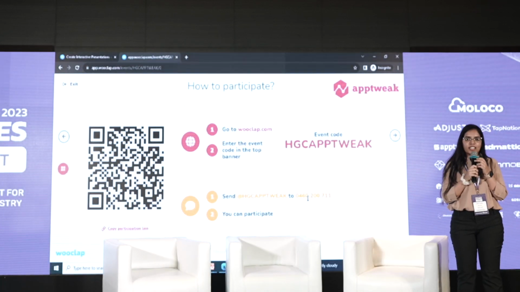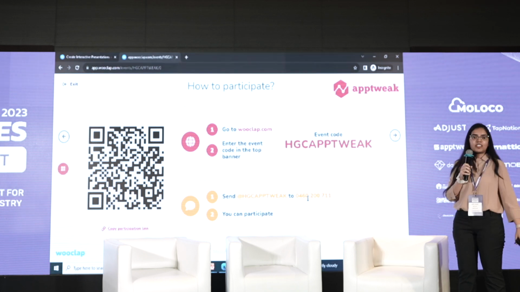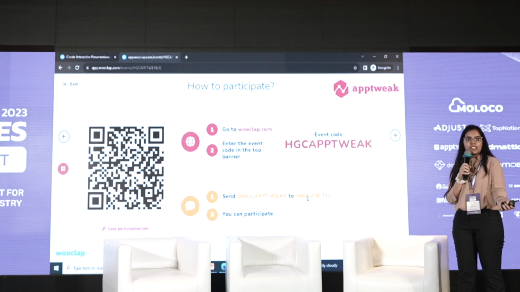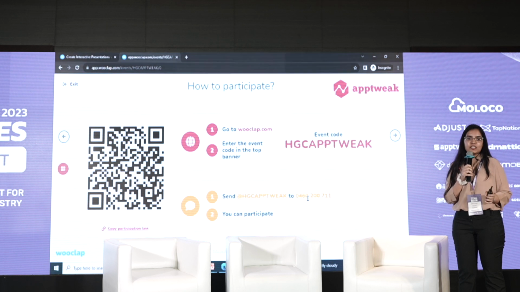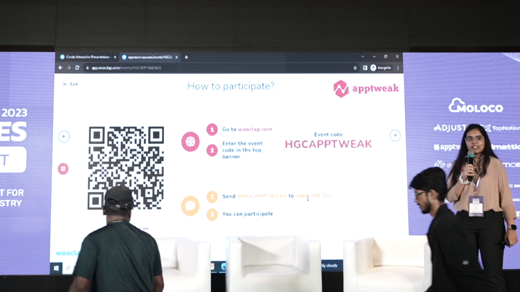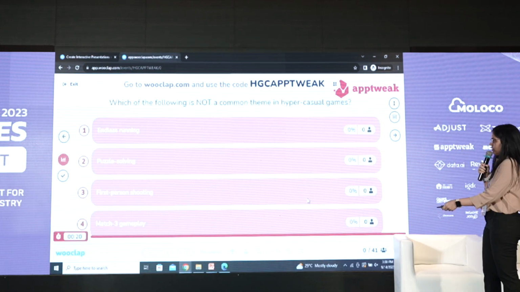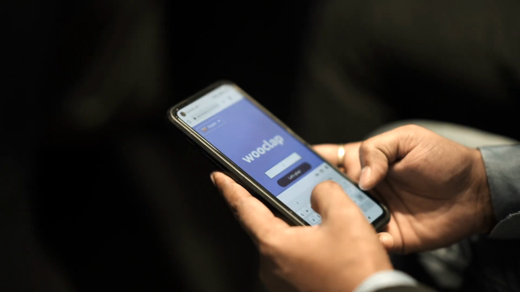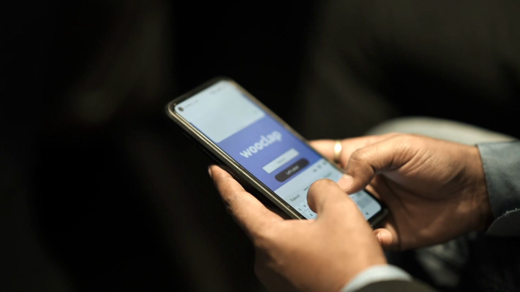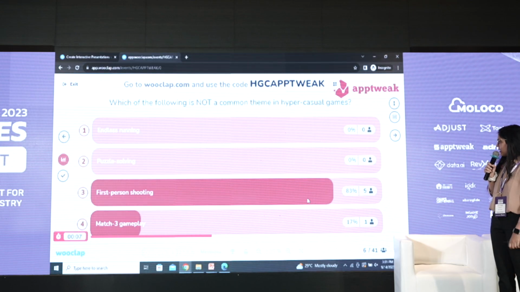Hi everyone, my name is Aditi, and like Shivani mentioned, I would want all of you to scan the code. And please remember, all the questions that are displayed have a timer set. So keep in mind the timer. I'll obviously be reading out the questions to you. Which of the following is not a common theme in hyper casual games? Endless running, puzzle solving, first person shooting, match 3 gameplay. You have 8 seconds.